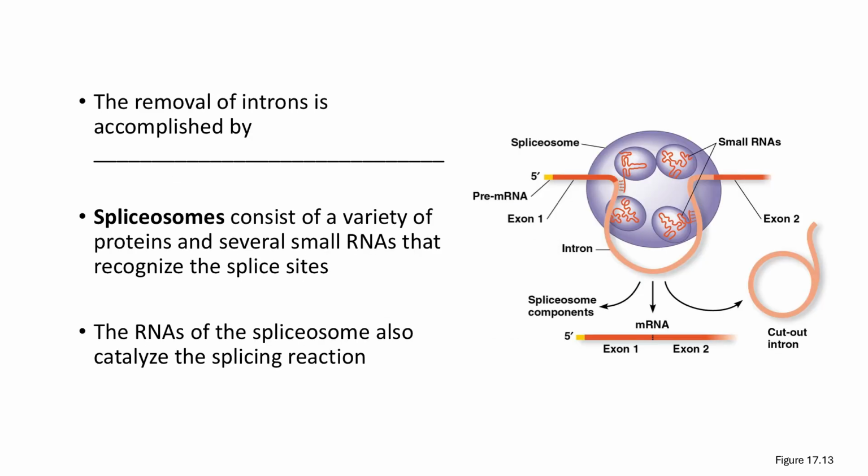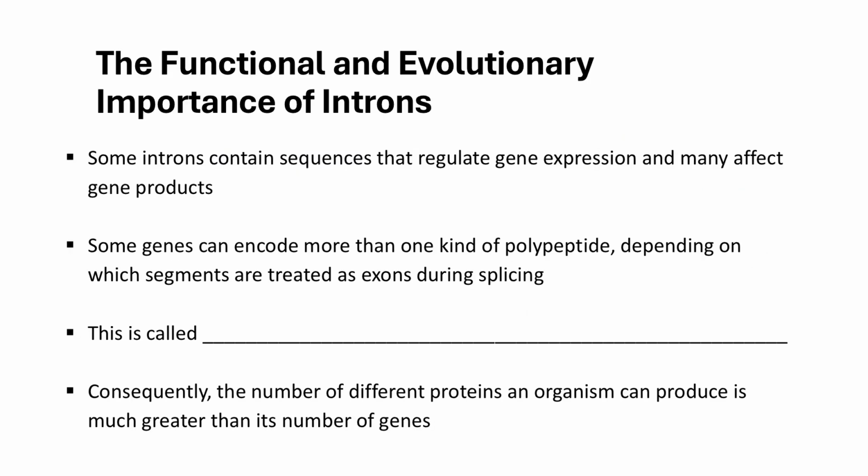The removal of introns is accomplished by spliceosomes. Spliceosomes consist of a variety of proteins and several small RNAs that recognize the splice sites. The RNAs of the spliceosome also catalyze the splicing reaction. So the spliceosomes can come in to this area, remove the introns, and allow for the exons to be placed together. What is the functional and evolutionary importance of introns?